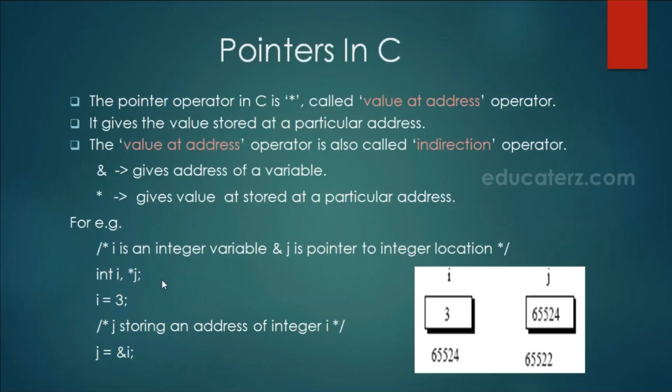As you can see in this diagram, i's value is 3 and its address is 65524, which we are now storing in j by executing the expression j equal to ampersand i. So that address is stored in j. So j is a pointer pointing to i, meaning it is holding the address of i. If I want to get the value of i using j, then I can use star of j.